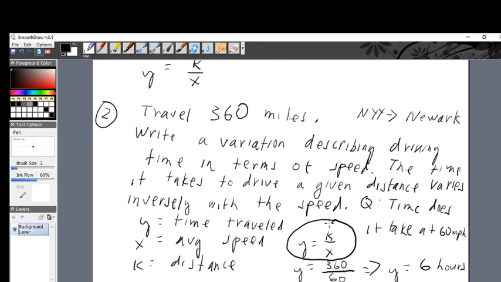Okay, so when we get to the test, we'll see what type of questions they'll give us in this way, and we'll try to prepare for those particular questions. But those are the basics of inverse variation and regular variation.